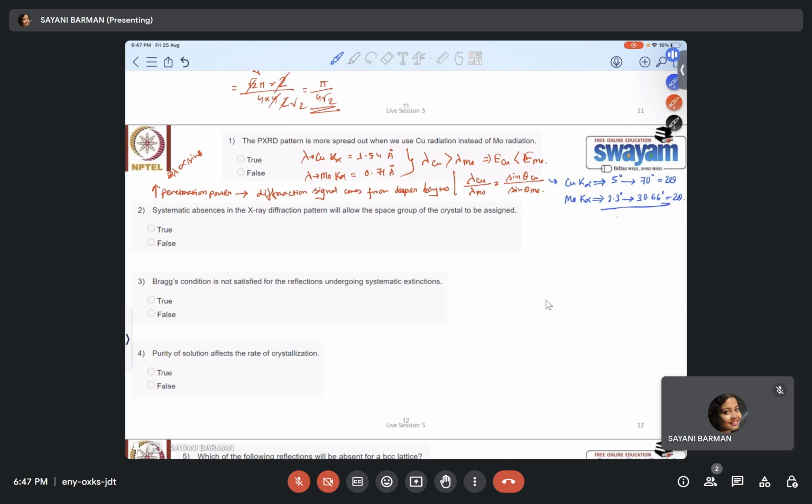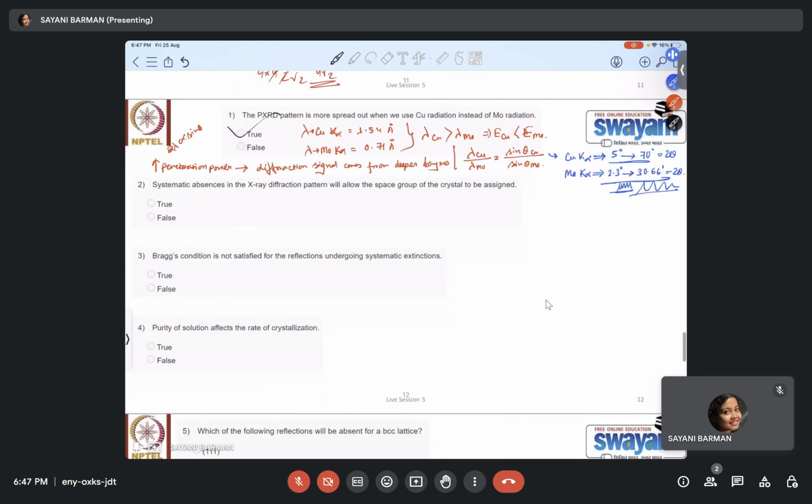Then the PXRD patterns will come in the short region, whereas for the copper K alpha it will be spread out. So this one is false because the reverse happens. No, no, sorry, the statement is correct. The PXRD pattern is spread out for copper only, right? I just told you. So it's true.